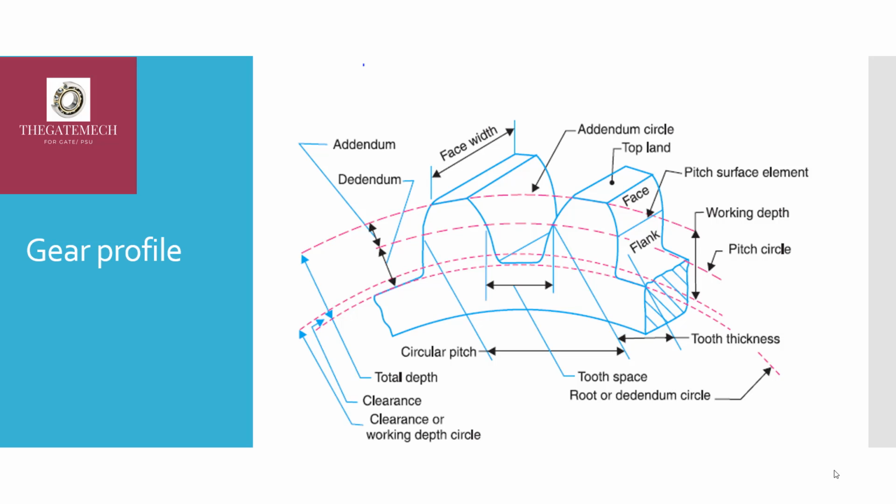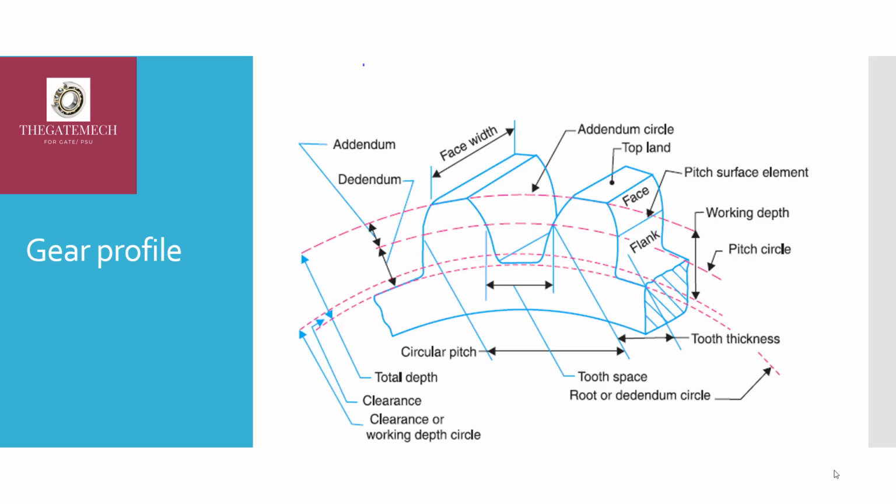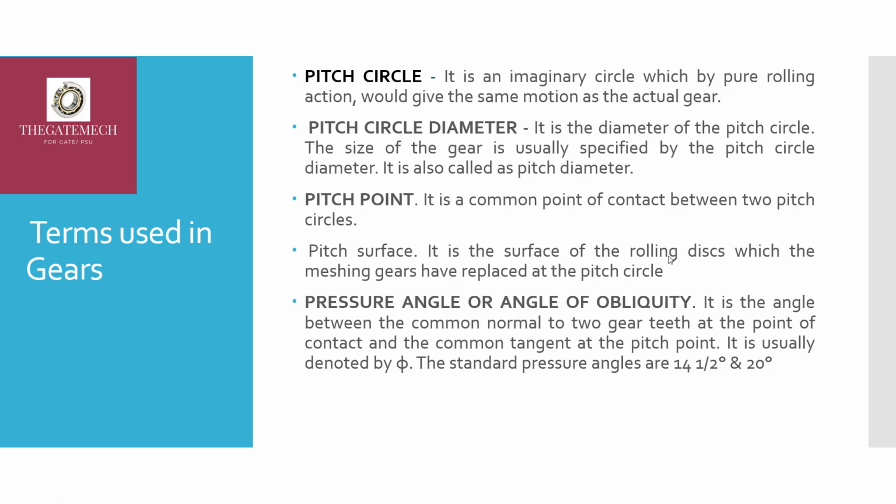So this is the gear profile, and we are discussing each and every term shown in this profile. The first term is pitch circle. The pitch circle is an imaginary circle, shown here, which by pure rolling action would give the same motion as the actual gear.